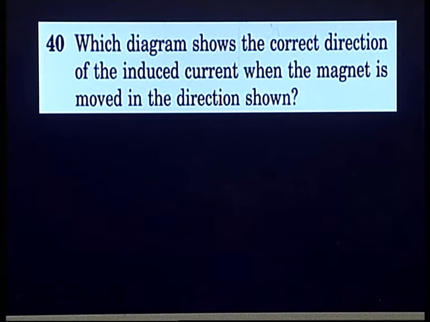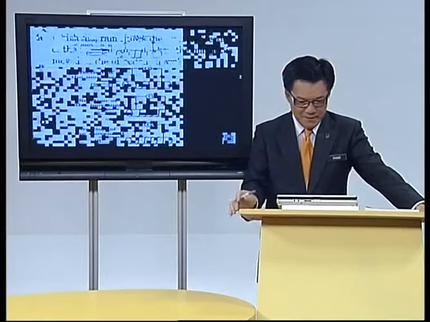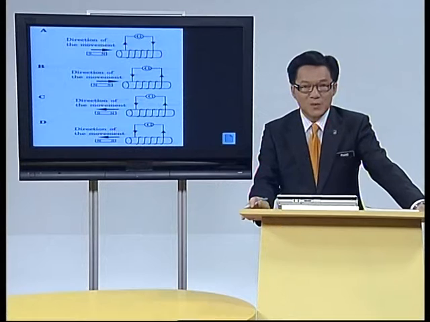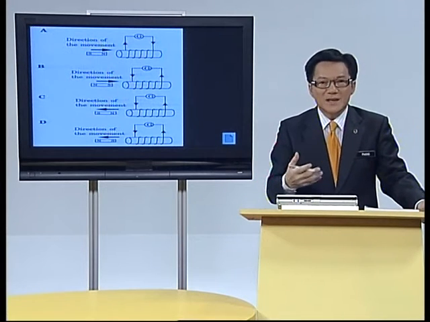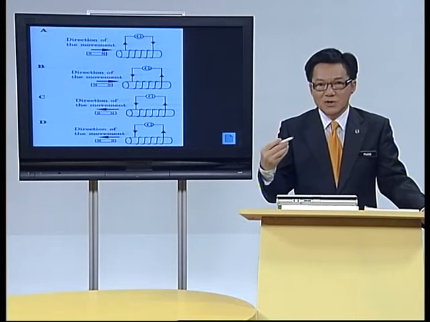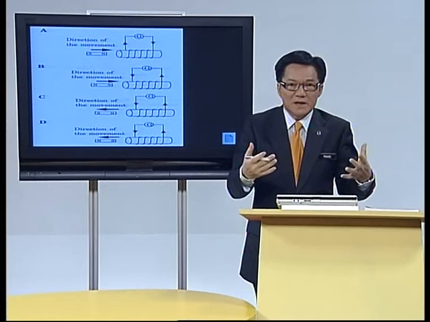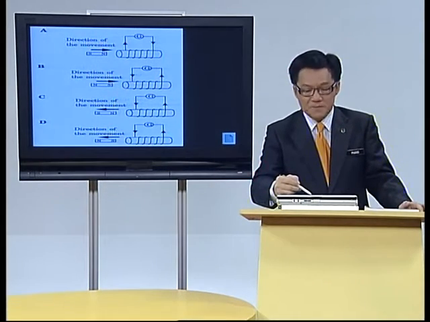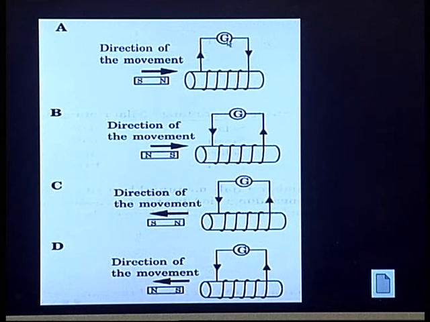Which diagram shows the correct direction of the induced current when the magnet is moved in the direction shown? So there are 4 situations here. Every situation is different and we will need to know which one is the correct one. Because as the magnets are moved in, according to electromagnetic induction, there is an induced current that is formed in the circuit. And the galvanometer here will show a deflection.